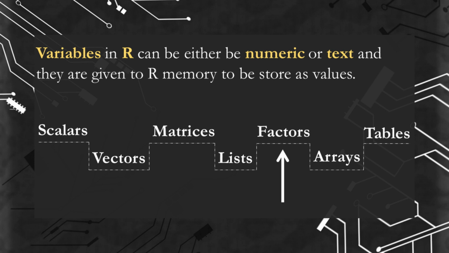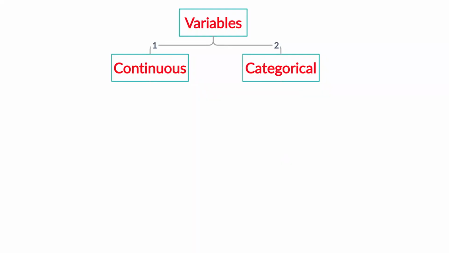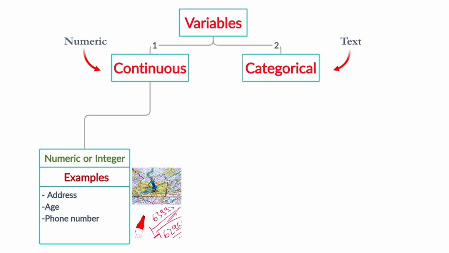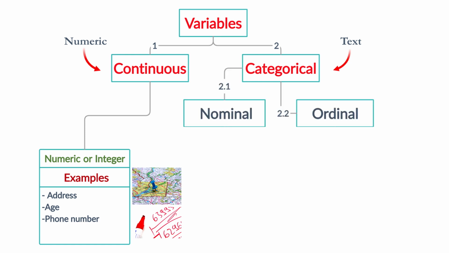Variables in R can be either numeric or text, and they are given to our memory to be stored as values. Today we are going to talk about factors. Variables can be either continuous or categorical. Simply put, numeric or text. Continuous variables can either be numeric or integers, for example, address, age, or phone number. Categorical variables can be nominal or ordinal.